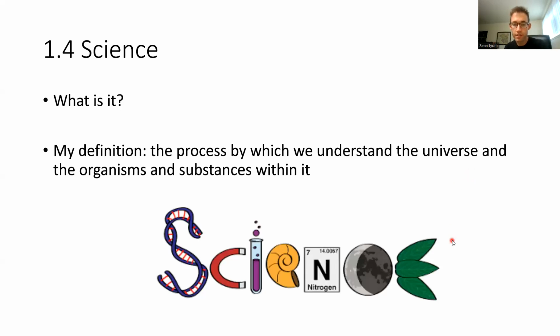And then my definition, you can see here: the process by which we understand the universe, and the organisms and the different substances within it. And I like this picture at the bottom here because it says science, of course, but it also shows some of the different aspects. So we've got DNA for the S, a magnet for C, a test tube with some substance in it for I, a shell for the E, just basic nitrogen for N, a crescent moon for the other C, and then some leaves for the E.